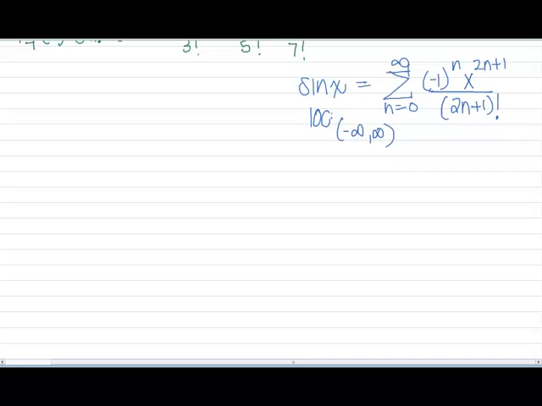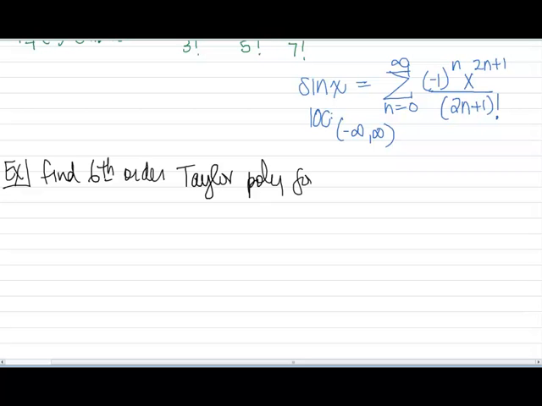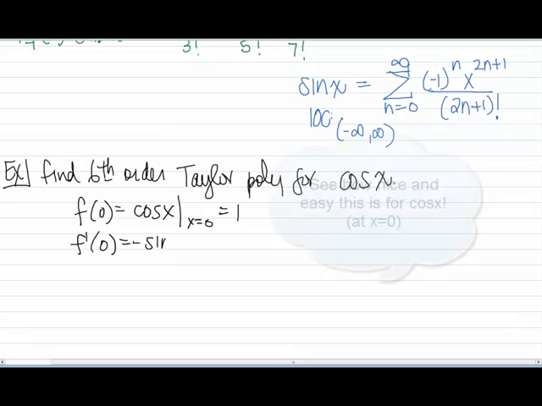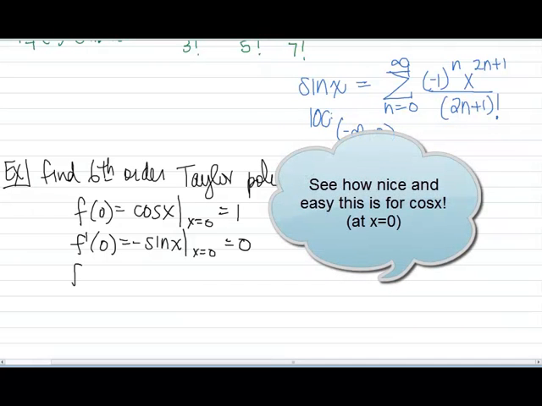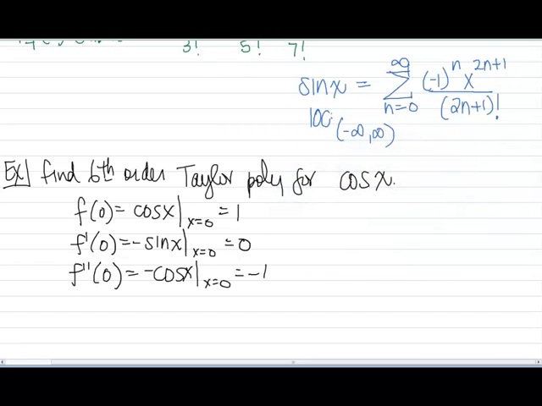So now let's try cosine of x. This is our last one. Let's find the 6th order Taylor polynomial for cosine x. So that means I need to find the first 6 derivatives. So f of 0 for cosine x is going to be 1. F prime is negative sine, which is 0. F double prime is negative cosine, which is negative 1. F triple prime is positive sine, and I get 0.